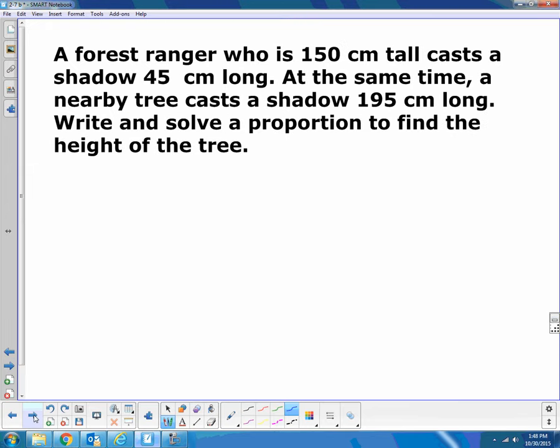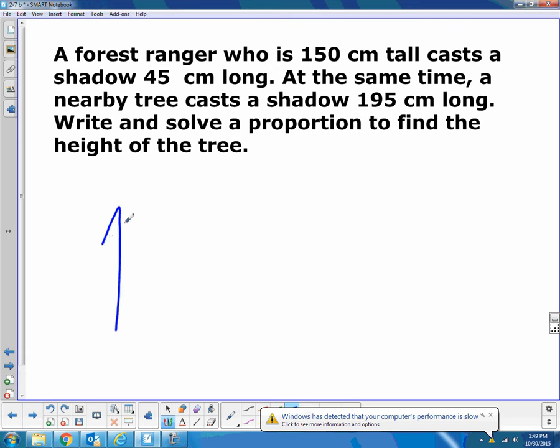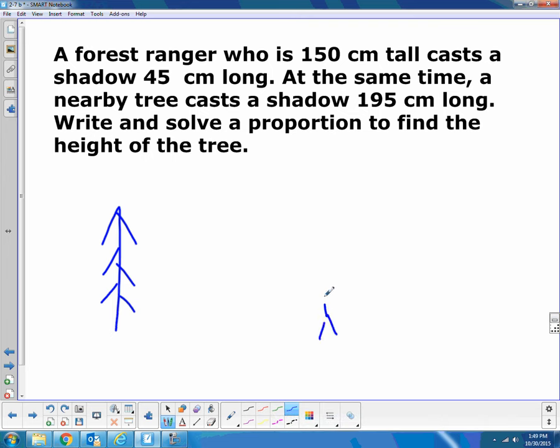Try this one on your own. A forest ranger who's 150 centimeters tall casts a shadow. We got a tree that has a shadow. Figure out how tall the tree is. And again, your tree does not have to be good. So, there's my tree. It doesn't have to be a very pretty tree. And then draw a person. So there's your forest ranger. Okay, so pause it, try this one, see if you figure out the answer.